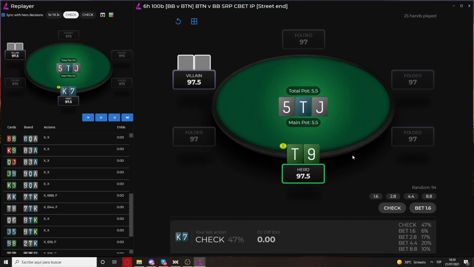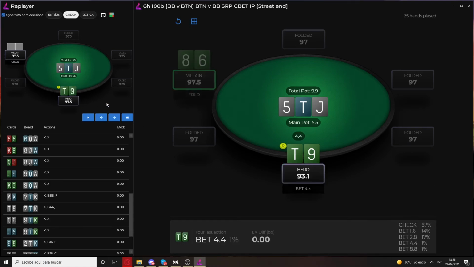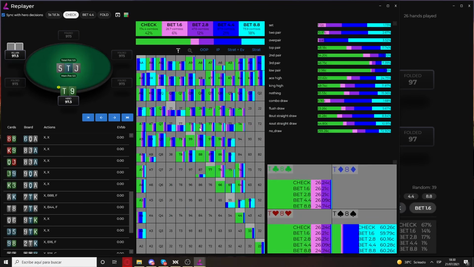10-9 is gonna be a much lower frequency than the previous hand, I believe. If overall is 60%, I think this is going to be maybe 20%. Maybe on the 94 we can bet it. Yeah, 33% of the time we bet it. So not much. We do bet it to the small sizing unless we have the flush draw.